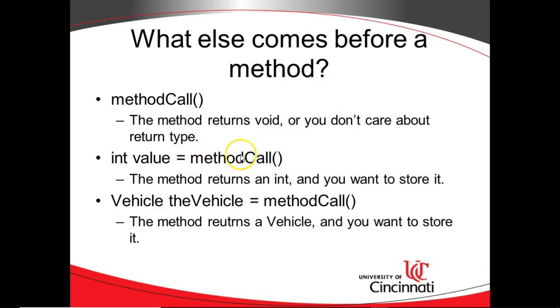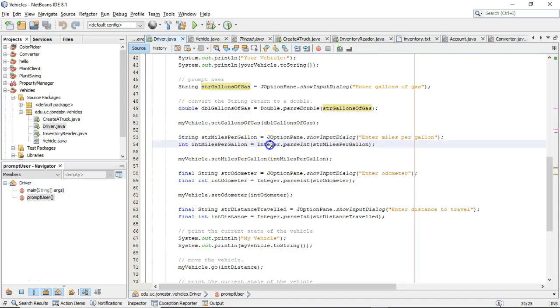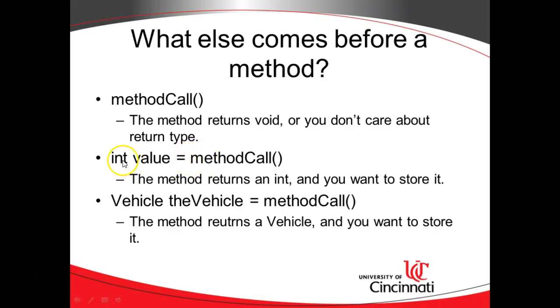On the other hand, we can see something like this, a method call, and then preceding that, we have a variable declaration. The variable is of type int, and the name is value. And we're simply taking the result of this method call and assigning it to that variable. In this case, we have a method that returns an int, and we want to store it into a variable. The example is just like the Double.parseDouble that we saw, or the Integer.parseInt, where this entire method invocation is going to return a number, and we're simply storing that into a variable. In this case, the method returns an int.